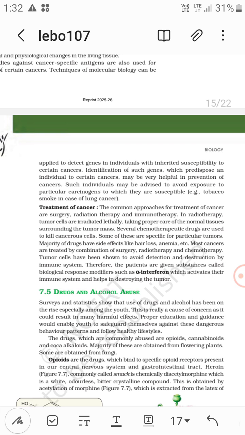Identification of such genes, which make an individual susceptible to certain cancers, may be very helpful in prevention of cancer. Such individuals may be advised to avoid exposure to particular carcinogens to which they are susceptible. For example, some people who are susceptible are told to avoid tobacco smoke in case of lung cancer.